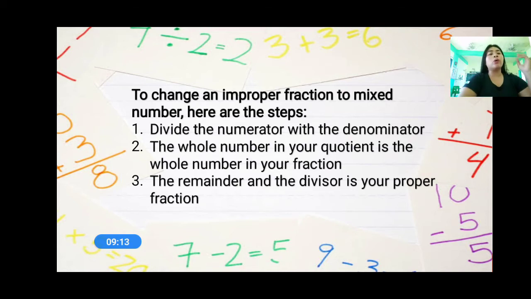Next step, the whole number in your quotient is the whole number in your fraction. And then, the remainder and the divisor is your proper fraction. Remember that a mixed number is composed of a whole number and a proper fraction. So the first thing you should do is divide the numerator and the denominator, and then when you get the whole number in your quotient, that will be your whole number in your fraction, and then the remainder and the divisor is your proper fraction.